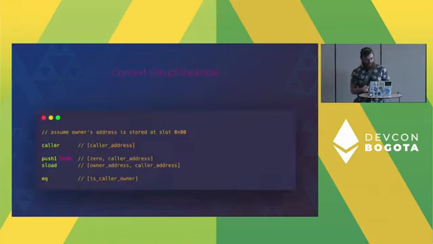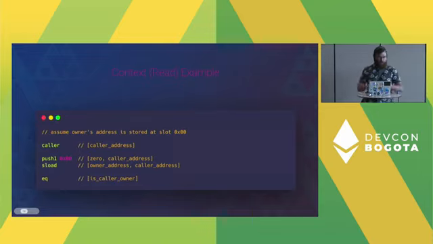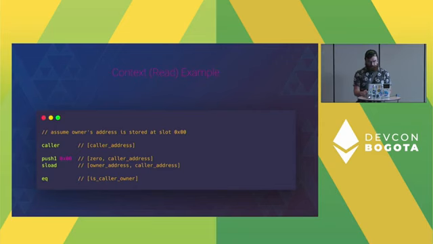So as a quick context example, we can use the caller instruction, and it'll push that message sender to the stack. Let's say we want to see if the caller is an owner of a contract, right? And let's say the owner is stored at slot 0 in storage. We can use push 0 and then sload, which loads from the first slot whatever data is there. In this case, it's our owner, and then we can compare them by using equal. Right, so this is the simplest representation of how to check if a contract is owned by somebody.